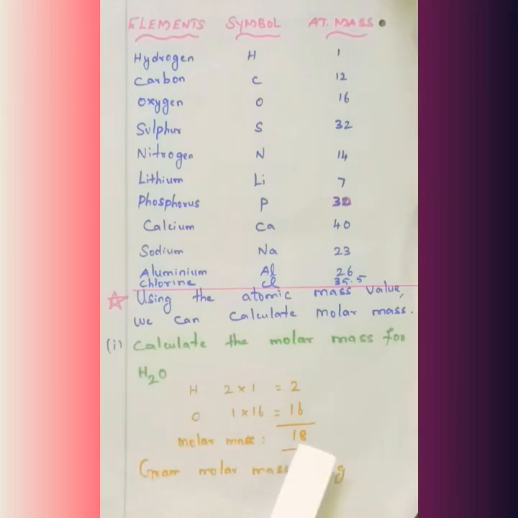If the molar mass is expressed in gram, we call it the gram molar mass, equal to 18 gram. Once again I explain. Water formula, H2O. First we write the atoms, hydrogen and oxygen. We mention how many atoms are present: 2 atoms, 2 into. Oxygen only 1, so 1 into.